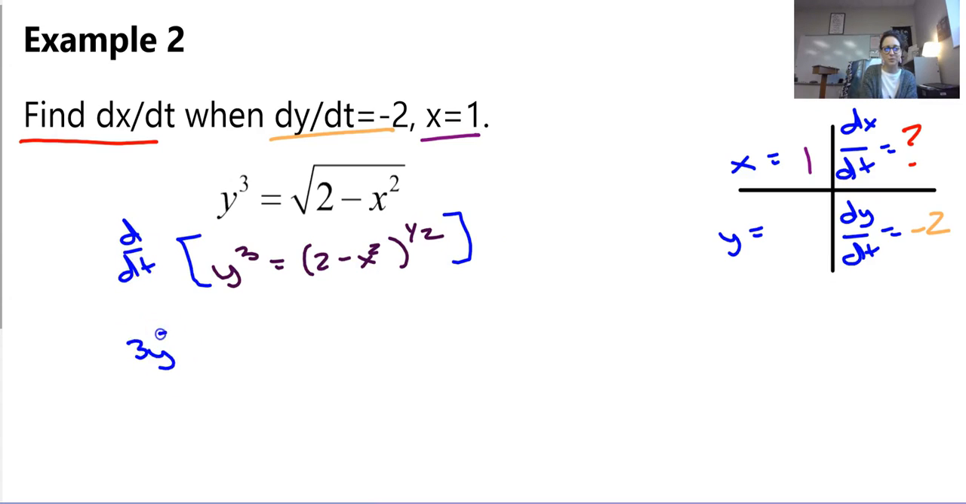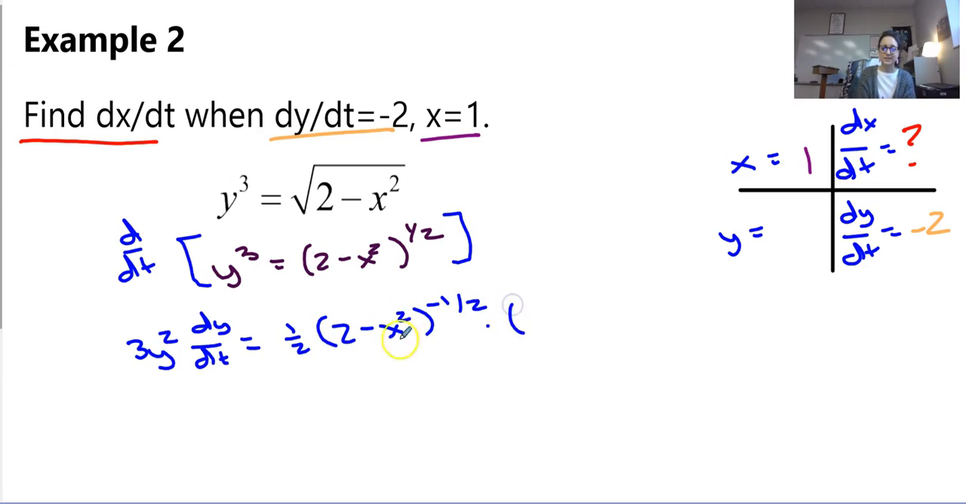All right, so let's derive both sides with respect to t. So I've got 3y squared. Do I need a dy/dt? Yes, I do. Equals, okay, now I need some chain rule. So I'm going to bring that 1/2 forward, and then I've got quantity 2 minus x squared, hold that, right? Drop your power, -1/2. Here's the derivative of the outer, times the derivative of the inner, don't lose this negative, so -2x. And then I've got one more inner function, because x is its own function as well, so I need to take the derivative of x with respect to time, okay?